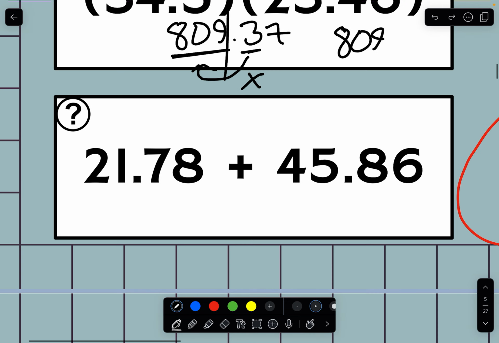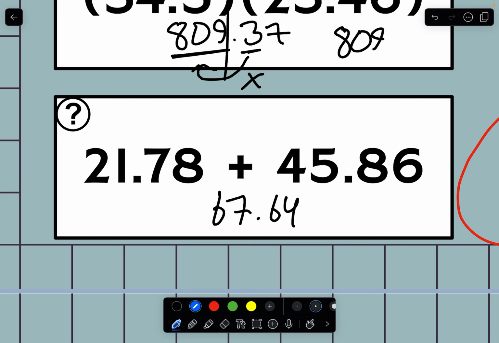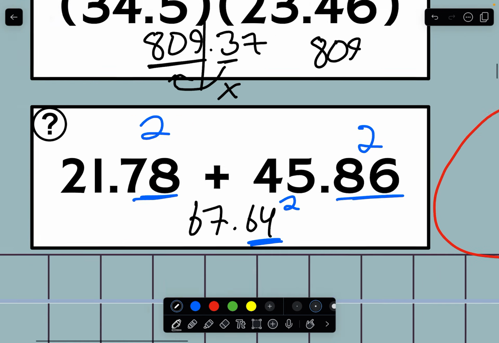Okay, this addition down here, 21.78 plus 45.86, my answer there is 67.64. And remember, with addition or subtraction, I'm looking at decimal places. So here I have 2 decimal points, or 2 numbers after the decimal point, and here I have 2 after the decimal point. So my answer also has 2. So my answer is 67.64. It stays as that. Okay.